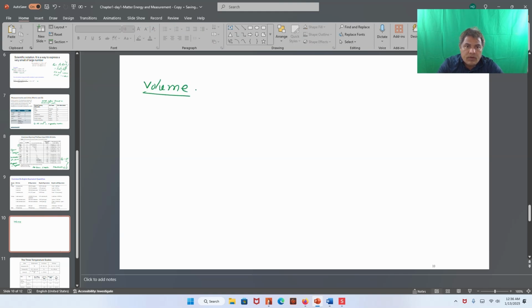You know that the volume of a rectangular box is equal to length times width times height, right? So now let's see what is the unit of length. Meter. Length is in meter, times width also in meter, times height also in meter.